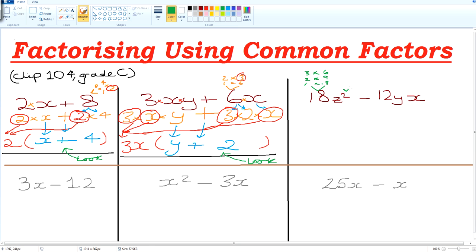Z squared can be split up which way? Simply as Z times Z. That's the Z squared part here. Now 12. What can 12 be split up into?